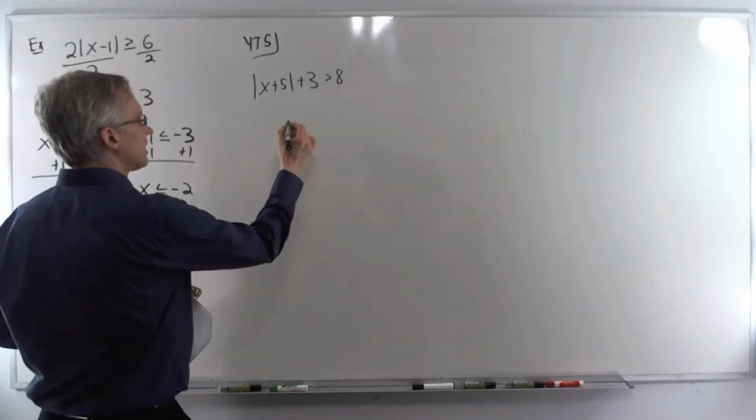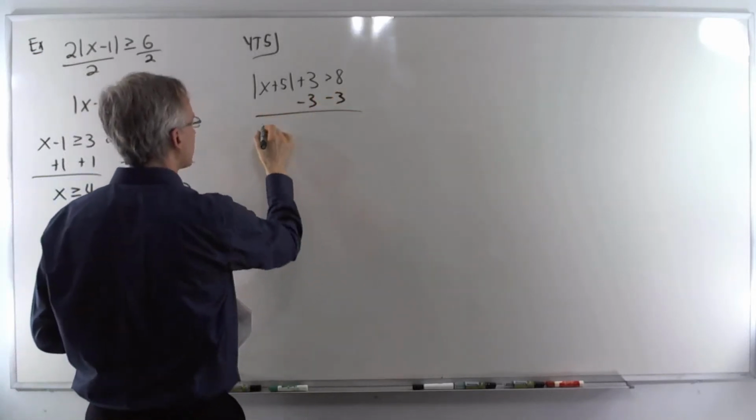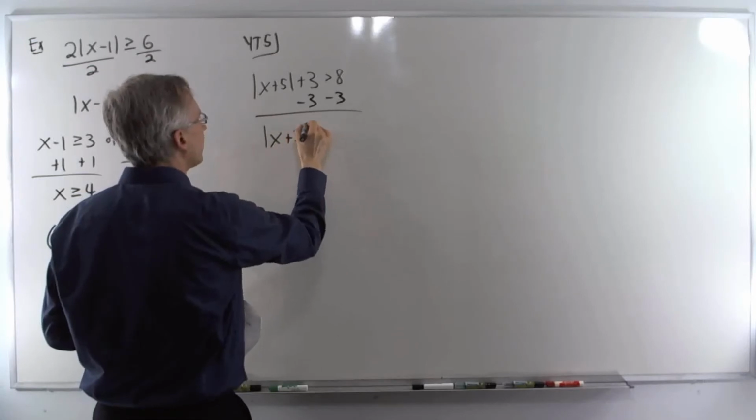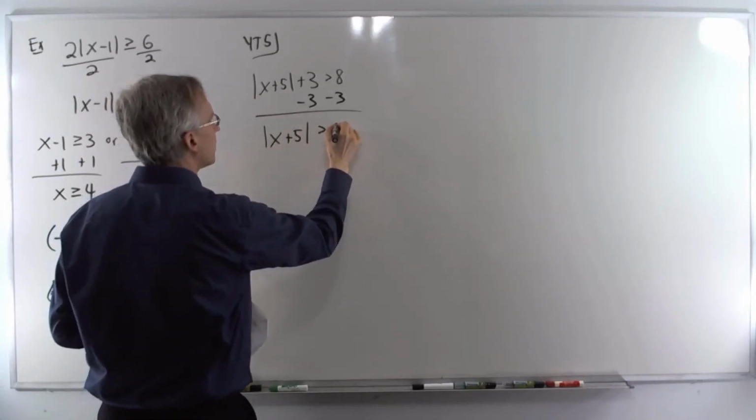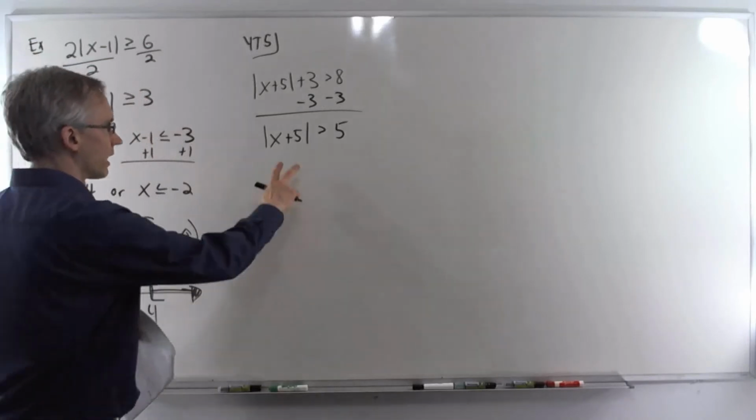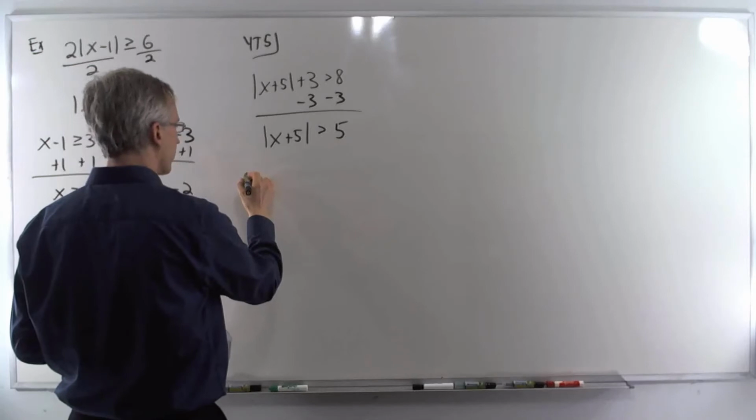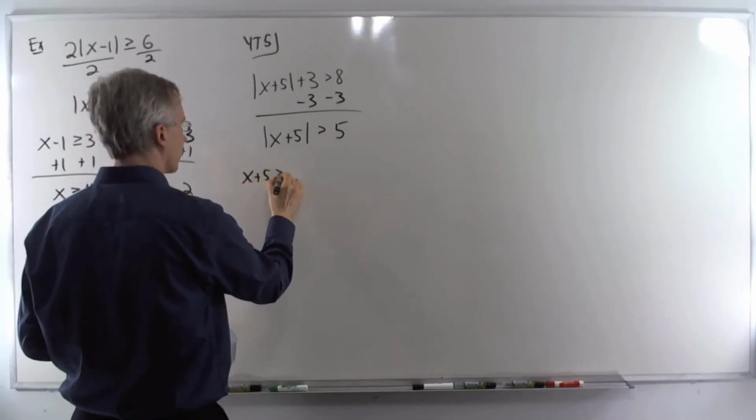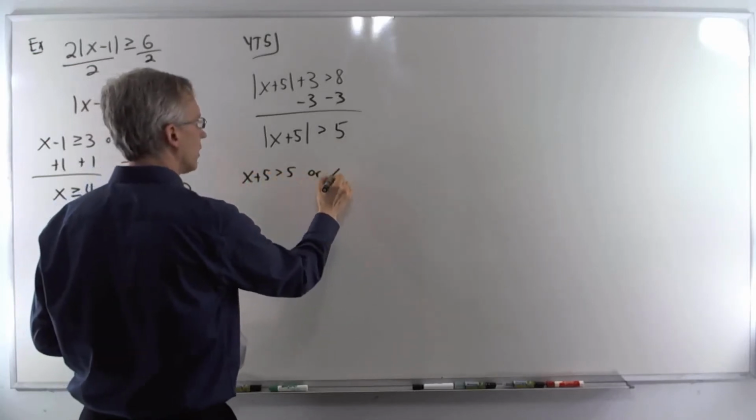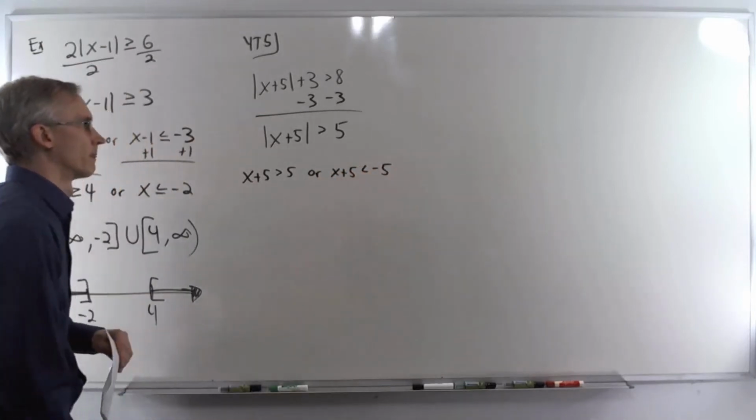So let's isolate the absolute value first. We're going to get rid of that 3. Subtract it from both sides, and we get the absolute value of x plus 5 is greater than 5. All right, we've got an absolute value greater than the number, so that is an OR inequality. x plus 5 greater than 5, or x plus 5 less than -5.